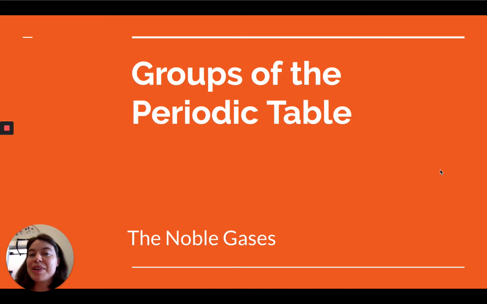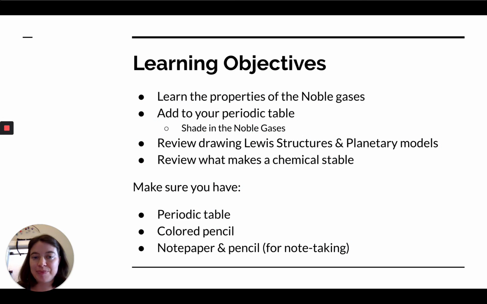Hi everyone, today we're going to be talking about our next group of the periodic table, the noble gases. So today we're going to be learning the properties of the noble gases. We're going to be adding them to our periodic table, which means we'll be shading those in. We're going to review how to draw Lewis structures and planetary models, and we're going to review what it is that makes a chemical stable, which is one of those properties that these noble gases have.